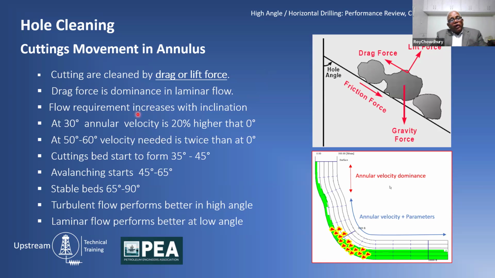Now notice these observations. At 30 degrees, the annular velocity required to clean the hole is 20% higher than at 0 degree inclination. As you go from 30 to 50 to 60 degrees, it is twice as much as needed. So this is why on that first slide, the 0 to 30 degree, 30 to 60 degree, and 60 to 90 degree buckets that I have created were based on this information.